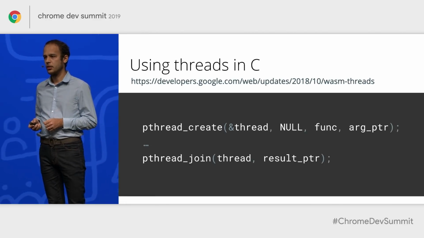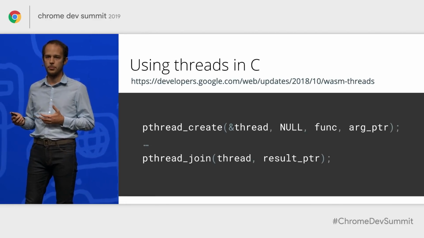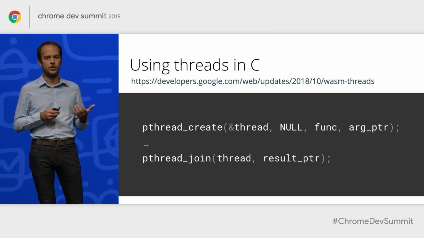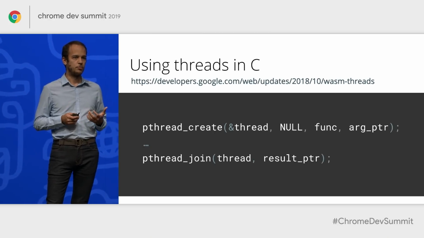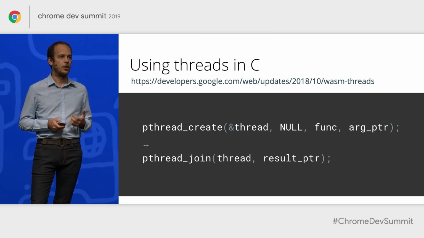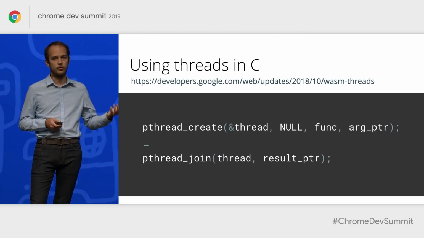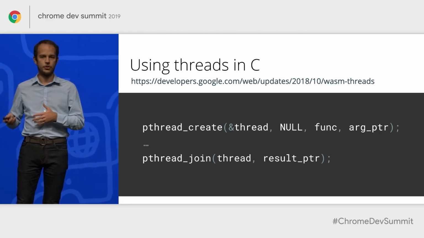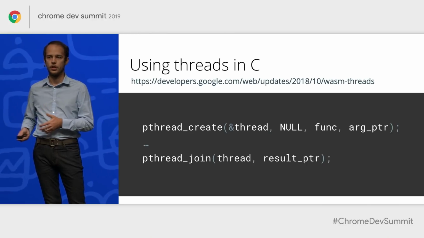If you are writing C, Emscripten allows you to use common POSIX thread APIs, just like those available on native Unix platforms. For example, you can use pthread_create with the handler function and arguments in order to start a new thread, and later in the code pthread_join in order to wait for it to finish and read the results back.